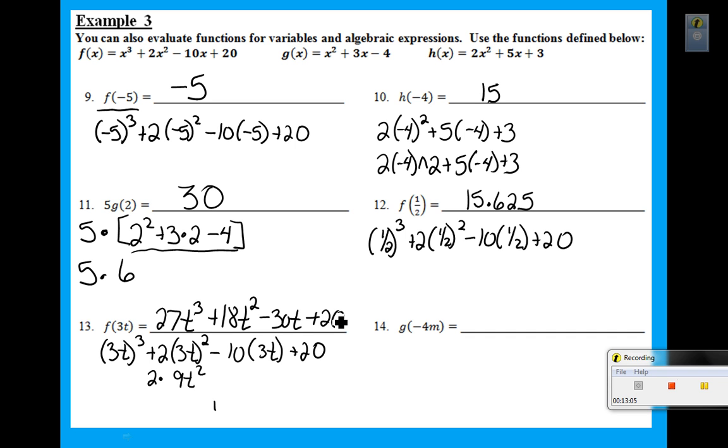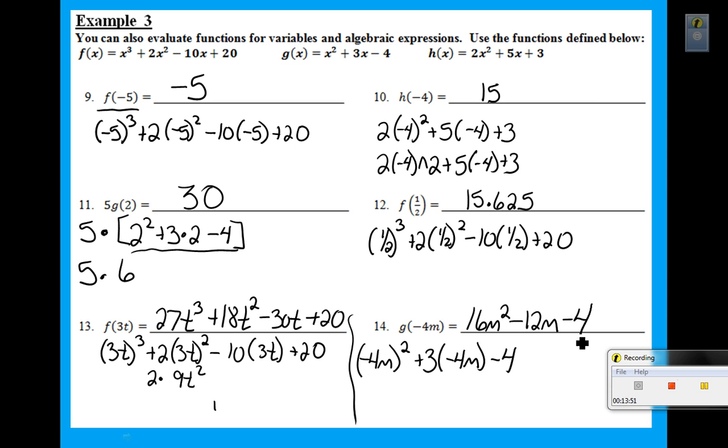Number 14, g of negative 4m is going to look like this. Go hunt down the function of g. It's right there in the middle. I'm going to go parenthesis negative 4m squared plus 3 parenthesis negative 4m minus 4. Now when I simplify this, negative 4 times negative 4 becomes 16m squared minus 12m minus 4. And then we got it. We'll stop right there.